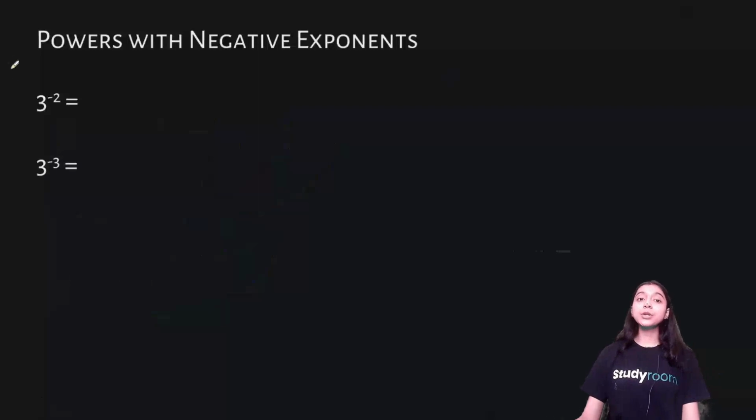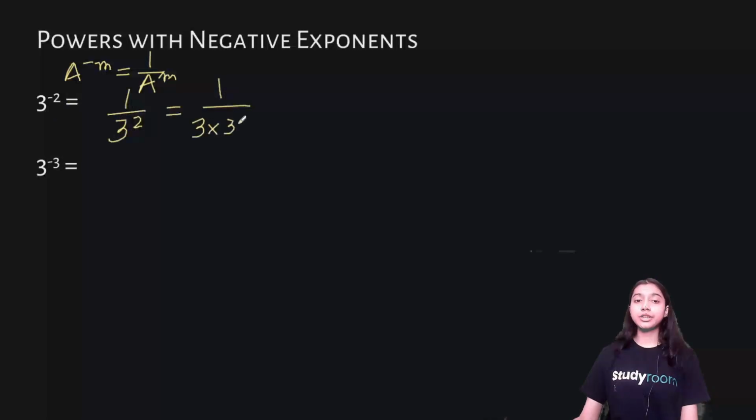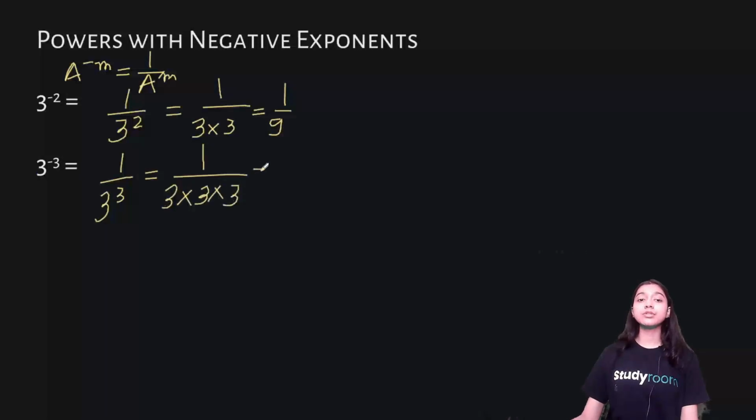Now we have an example over here where we have negative exponents. So 3 to the power minus 2. I taught you that a to the power of minus m can be written as 1 by a to the power of m. In the similar way, 3 to the power minus 2 can be written as 1 by 3 to the power of 2, which is also known as 3 square. So this will be equal to 1 by 3 multiplied with 3, which gives us 1 by 9. In similar way, 3 to the power minus 3 can be written as 1 by 3 cube, which is equal to 1 by 3 multiplied with itself 3 times. So 3 multiplied with 3 multiplied with 3, which gives us 1 by 27.